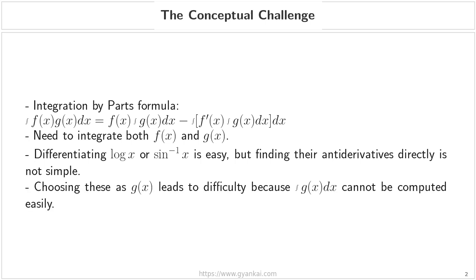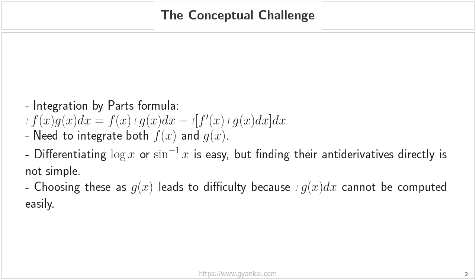And this is where the problem arises. If we were to choose a logarithmic or inverse trigonometric function as our g of x, the function we intend to integrate, we'd run into trouble. Because, as we just established, finding the integral of g of x, in this case a log or arcsin function, isn't easy. It would lead us down a complicated path or even a dead end.